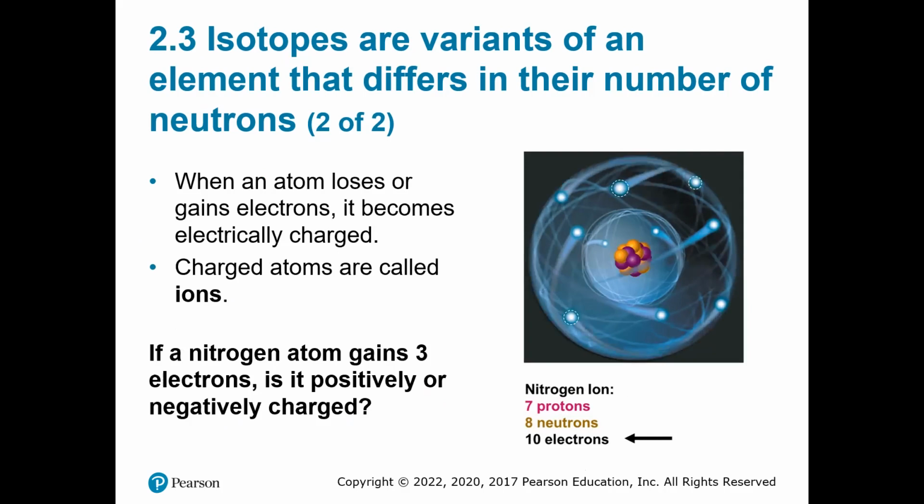Okay, now, another thing that can happen is that, this has the same heading as the last one, I'm using the things from the book, but now we're going to talk about ions. Sometimes in elements and atoms, the number of electrons changes. Okay, so if the electrons change, then we call it an ion. So if a nitrogen atom gains 3 electrons, is it positively or negatively charged?